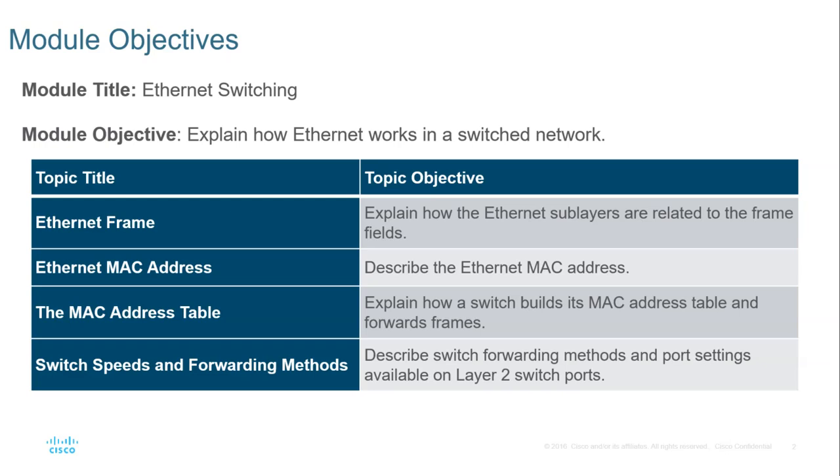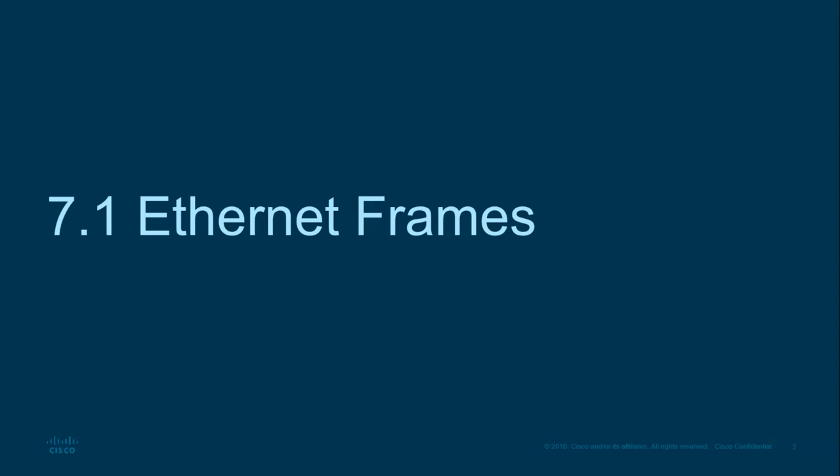So the module title is Ethernet switching. The main objective, or the module objective, is to explain how Ethernet works in a switched network. So the topics: we have the Ethernet frame, explain how Ethernet sublayers are related to the frame fields, then describe the Ethernet MAC address, explain how a switch builds its MAC address table and forwards frames, and describe switch forwarding methods and port settings available.